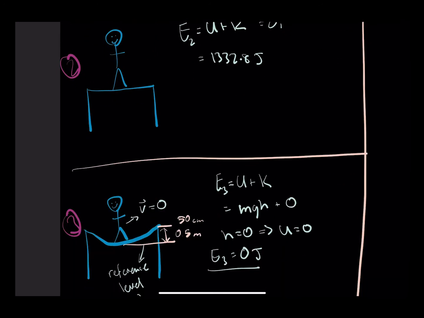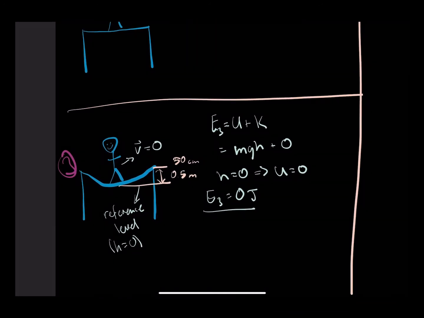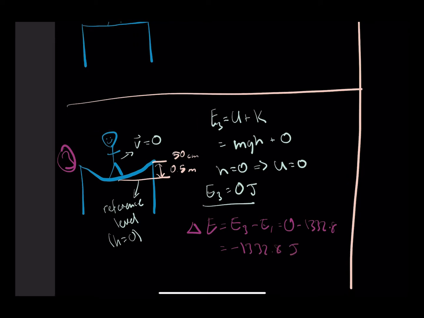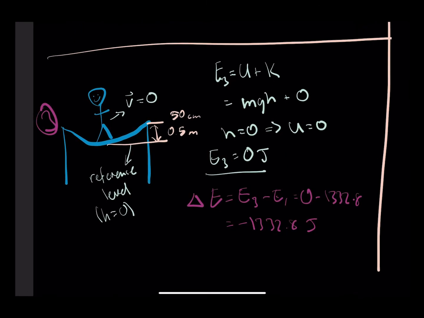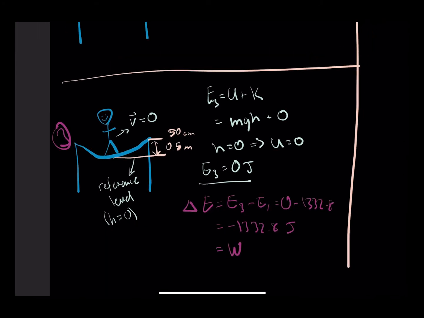But the energy down the bottom here of the child is 0 joules. So then we have a change in energy. Our change in energy, remember, is our final minus our initial, which in this case is 0 minus 1332.8, which is negative 1332.8 joules. We should immediately think when we see a change in energy that this is going to be equal to work done on the child, or work done by the child in this case. So the child is doing work on the springs, stretching those springs out and converting its kinetic energy into the elastic potential energy of those springs.